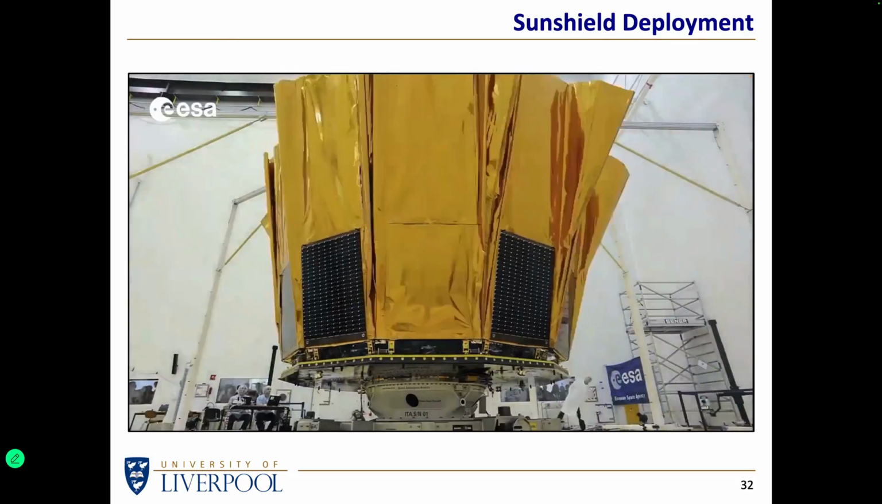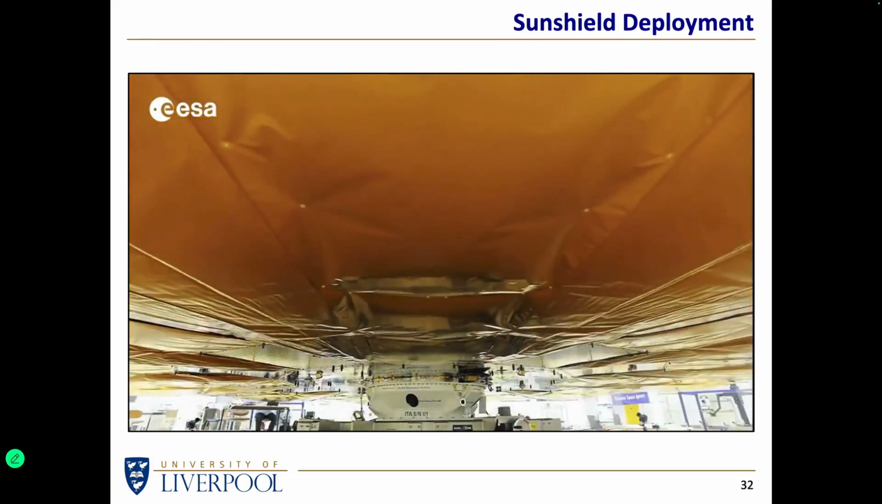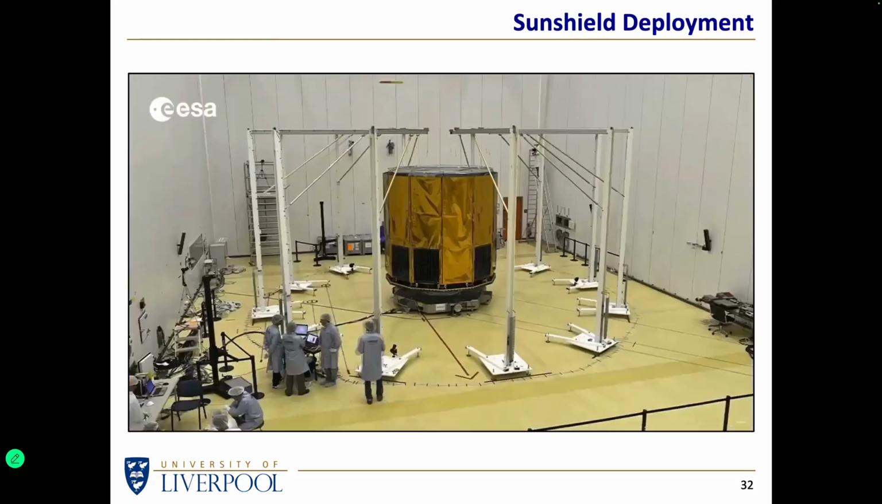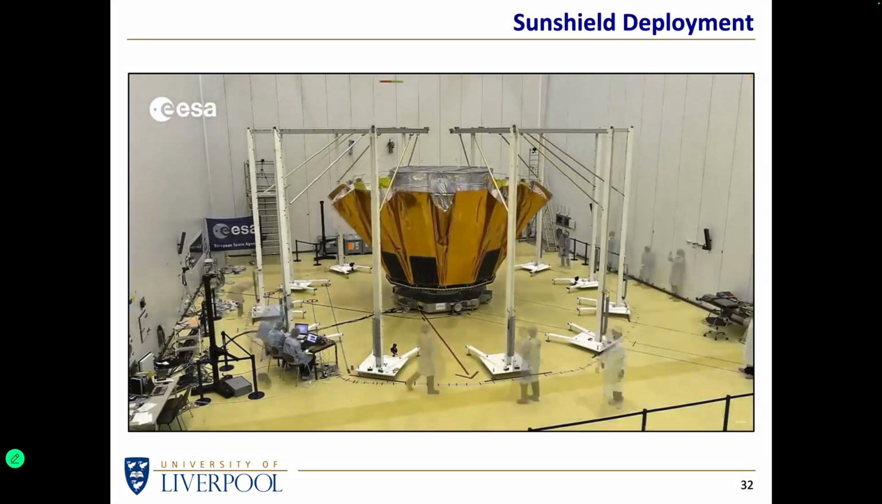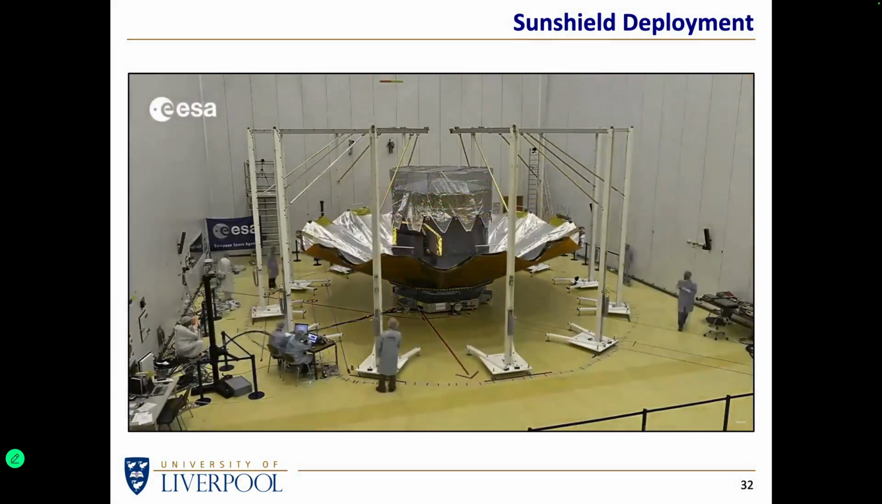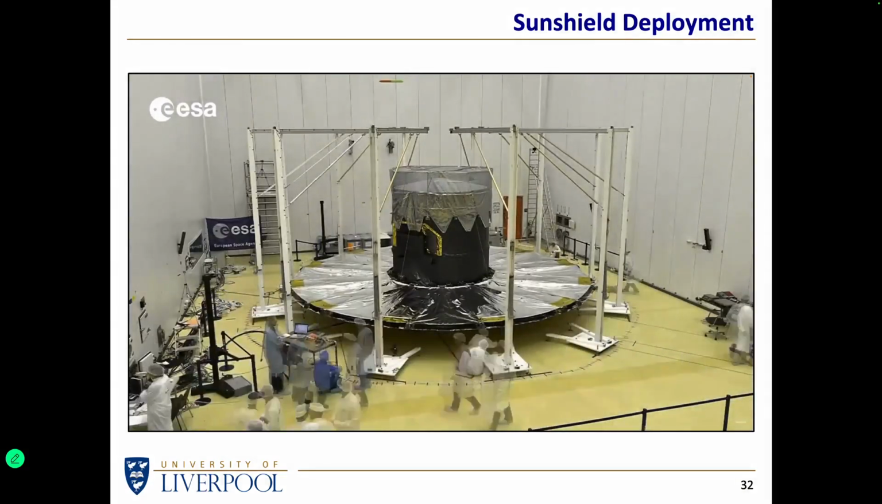It also gives you an idea of the scale of Gaia. You can see the sun shield is many meters in diameter. Some of the images of Gaia make it look rather small, but actually it's a relatively large spacecraft.